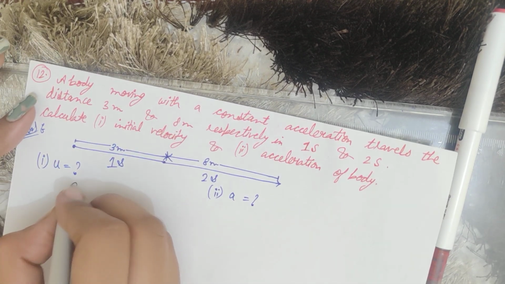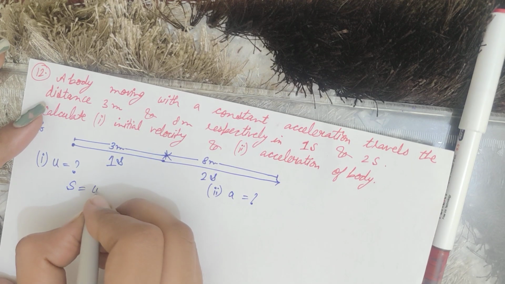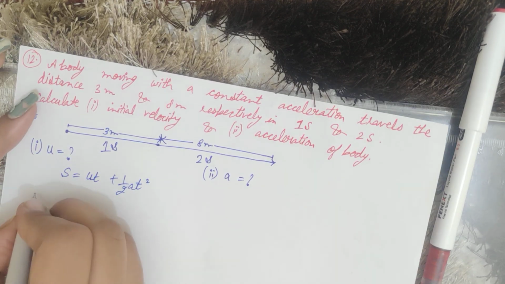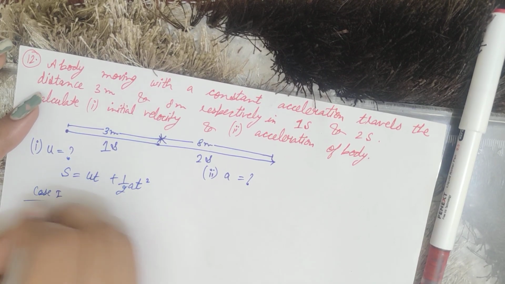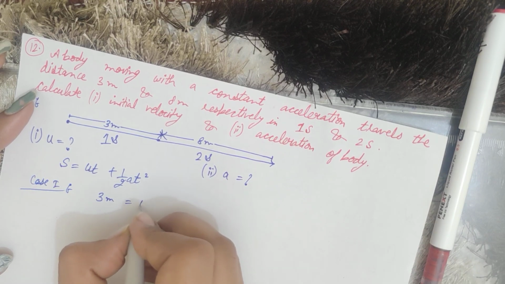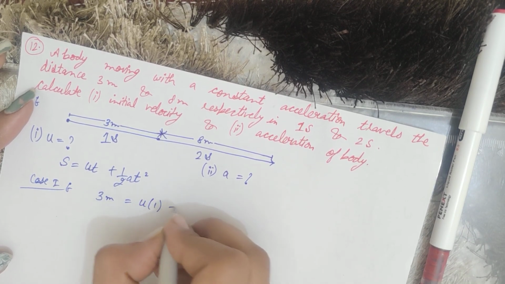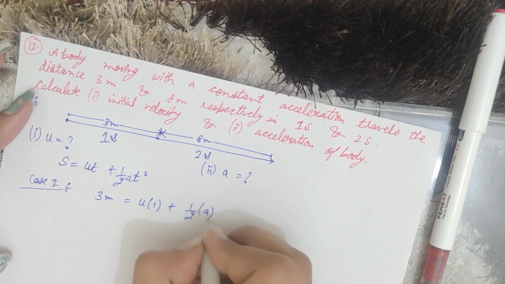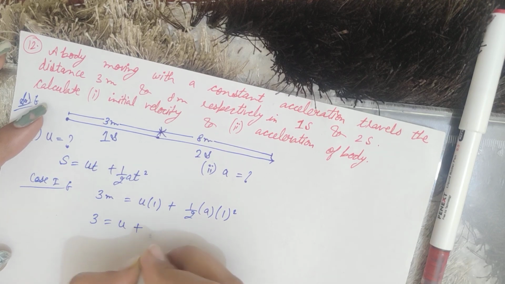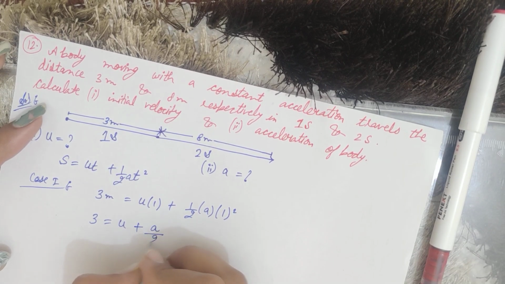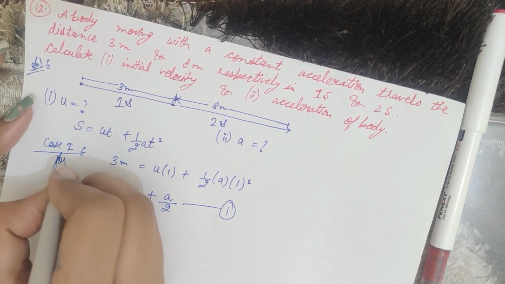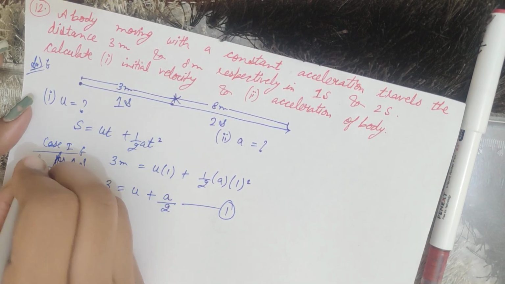So we are using the equation of motion here, s is equal to ut plus half at square. From case 1, the distance s is 3 meter, u is as it is, time is 1 second, plus half a as it is, time is again 1 second. So 3 is equal to u plus a by 2. This is the first equation, for the 1 second time period.